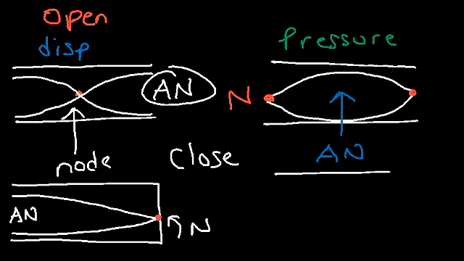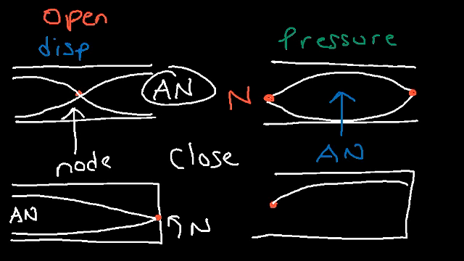In the case of pressure, the opposite is true. We're going to have a node on the outside and an antinode at the closed end. So at the closed end, the pressure can oscillate, and that's why we have an antinode. It can oscillate above and below the atmospheric pressure.